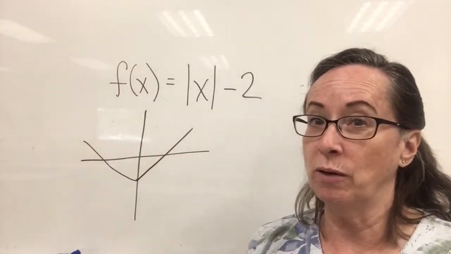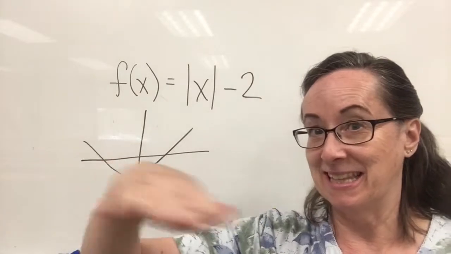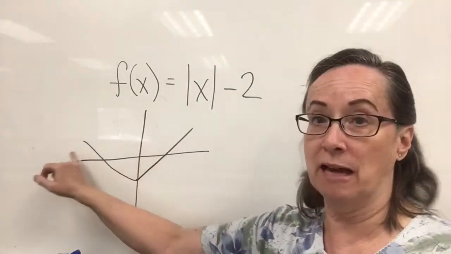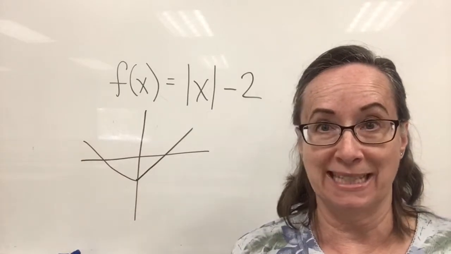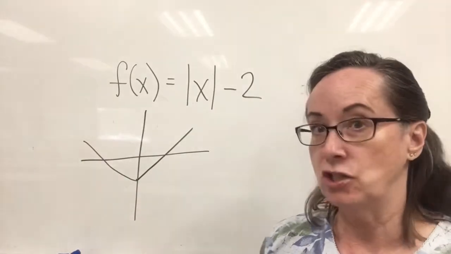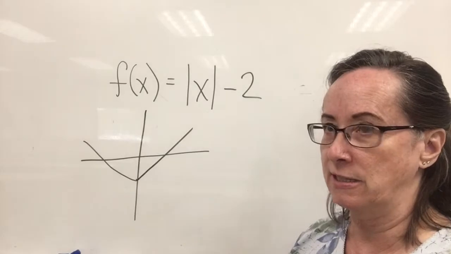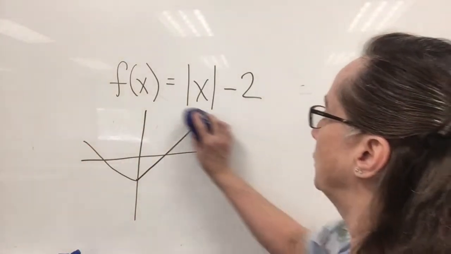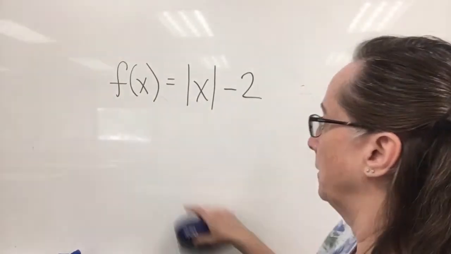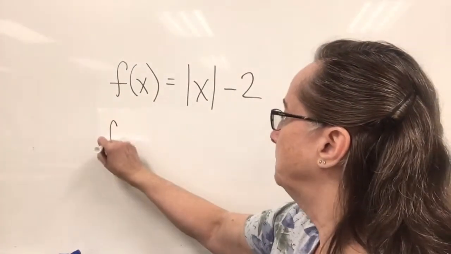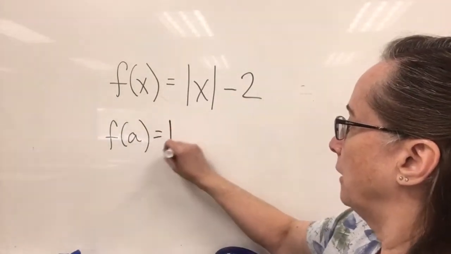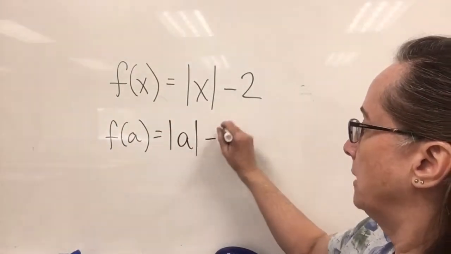All right, and a 1 to 1 function passes the horizontal line test also. And this one does not pass the horizontal line test because it's hitting it twice. But let's do it. Let's prove it. Let's not just show it. Let's prove it. So we're going to do the proof the same way we did the other one. And we're going to say f of a is equal to absolute value of a minus 2.